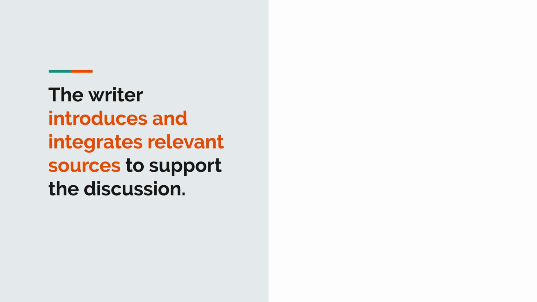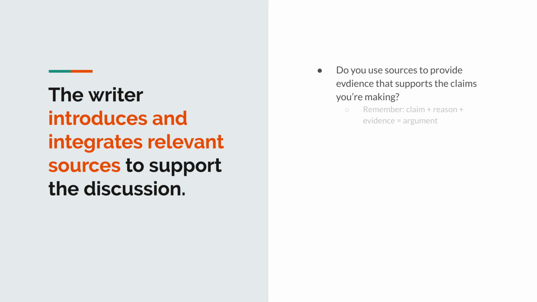The third category is focusing on sources, and we want to see how you're introducing and integrating your relevant sources to support your discussion. So some questions to ask yourself are these. Do you use sources to provide evidence that supports the claim you're making? Remember that a claim plus a reason plus evidence is an argument. So if you're missing evidence or you're missing a reason, that argument is not going to be successful. Make sure that you're using evidence to support the ideas that you're trying to prove in your essay.